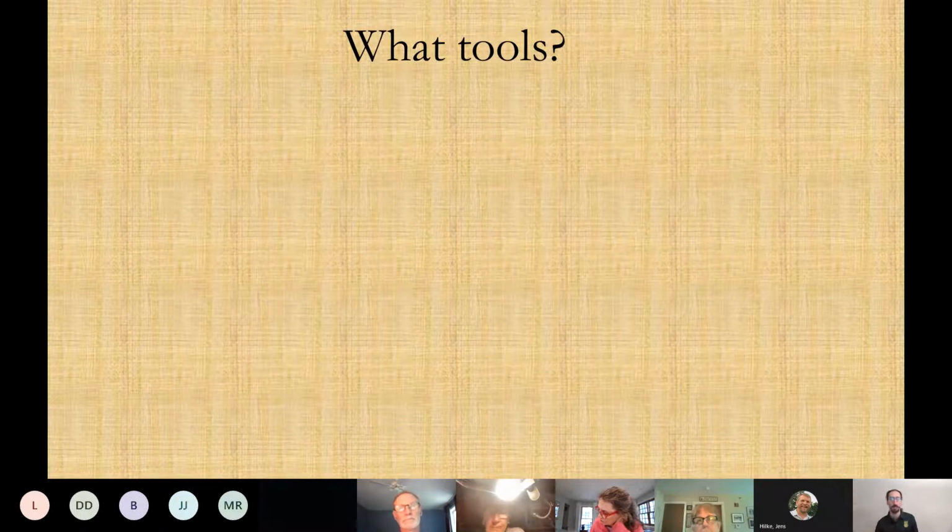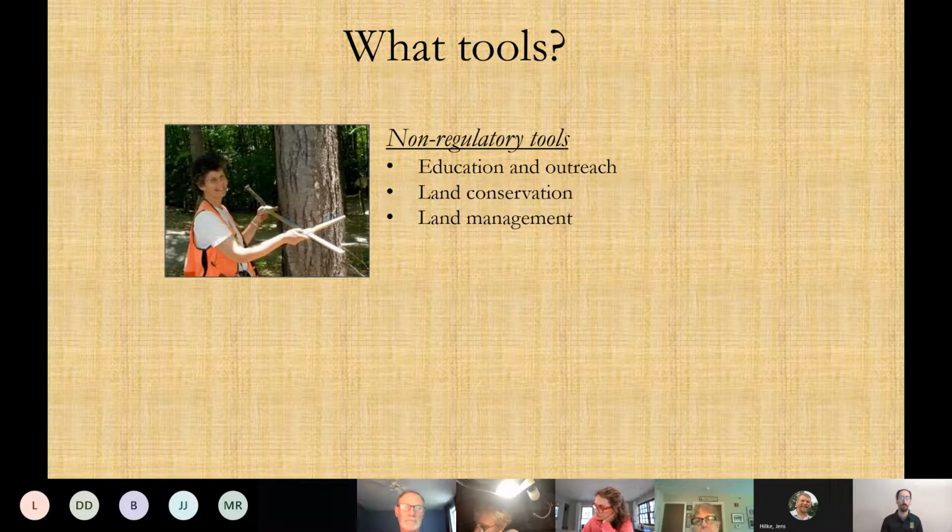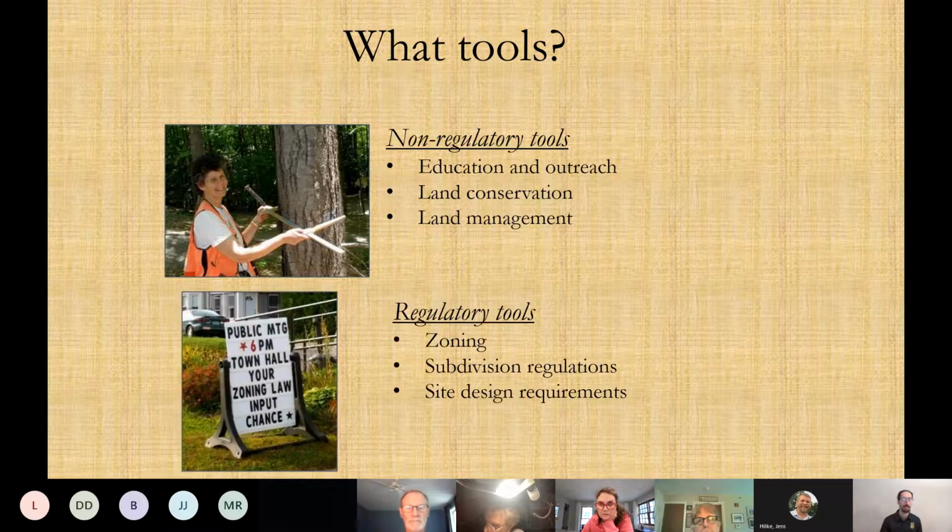Okay, let's talk a little bit about the tools. We talked about identifying the problem and gathering stakeholders and agreeing on what we're trying to fix. And now when we talk about the tools, we're really talking about the strategies and actions for achieving our natural resource goals. So we have non-regulatory tools. These are things like education, outreach to landowners, as well as conservation. And then the other bucket is regulatory tools.